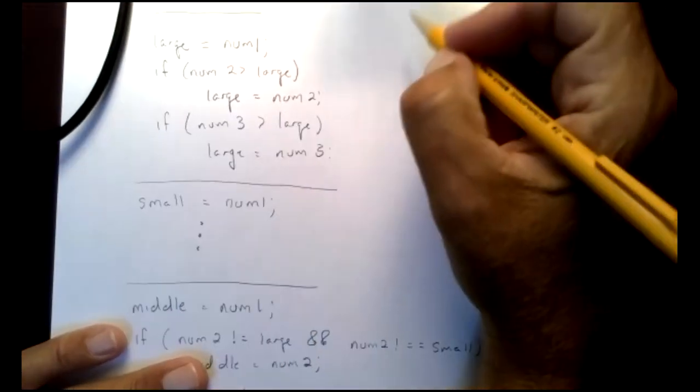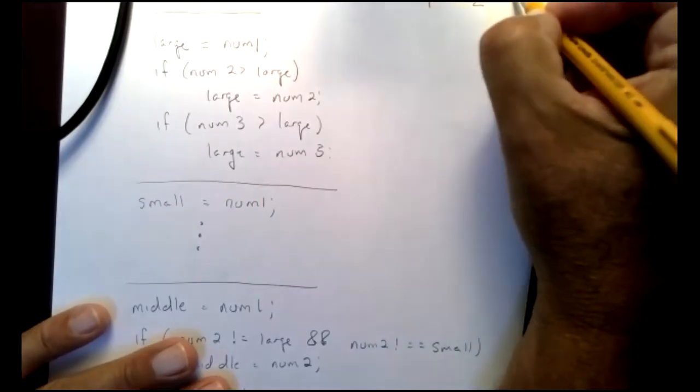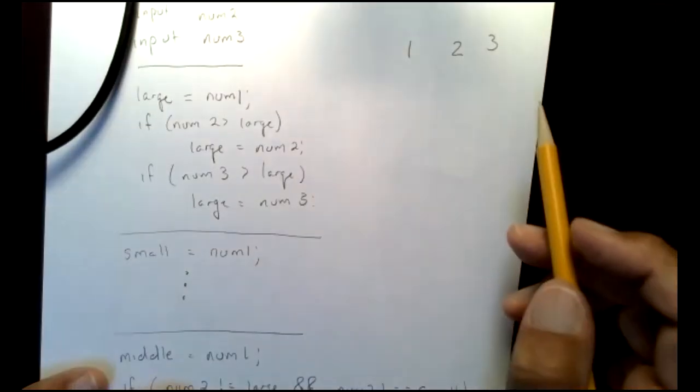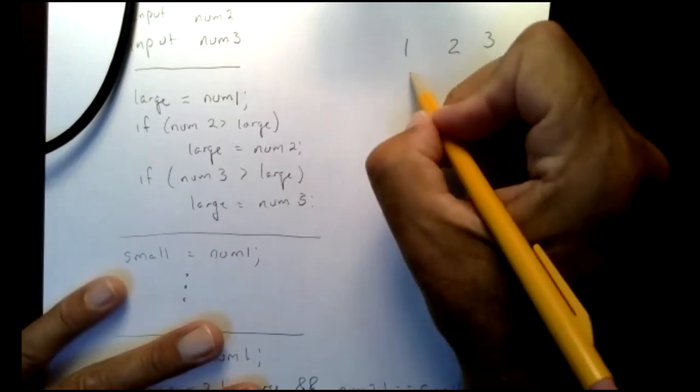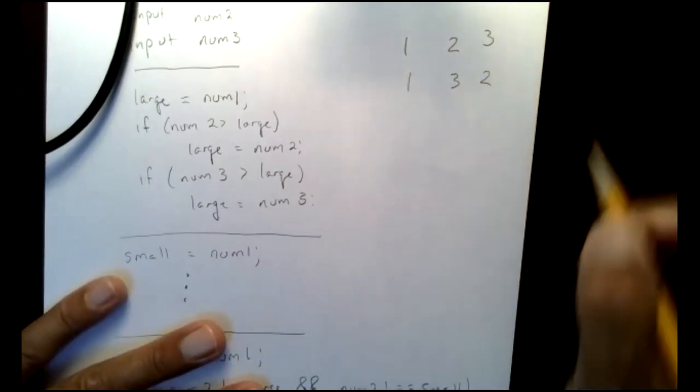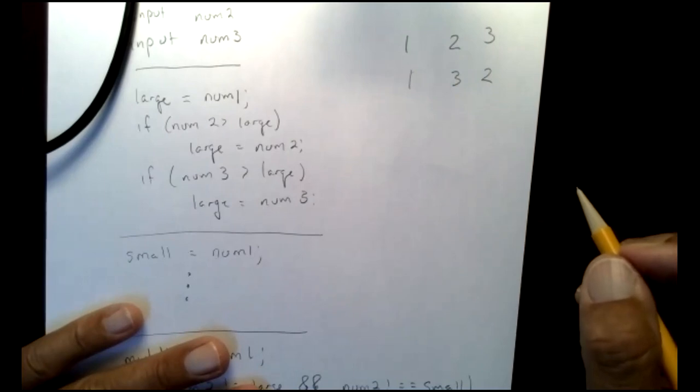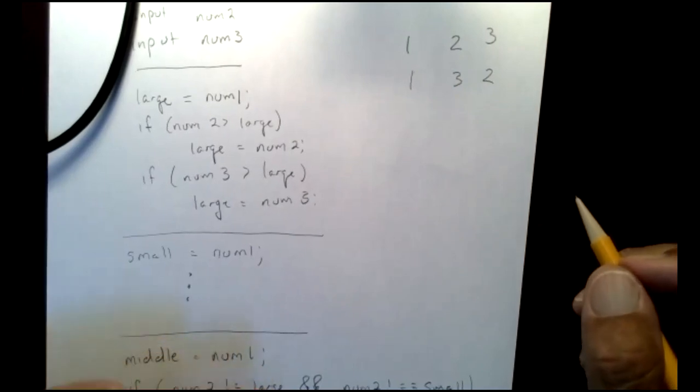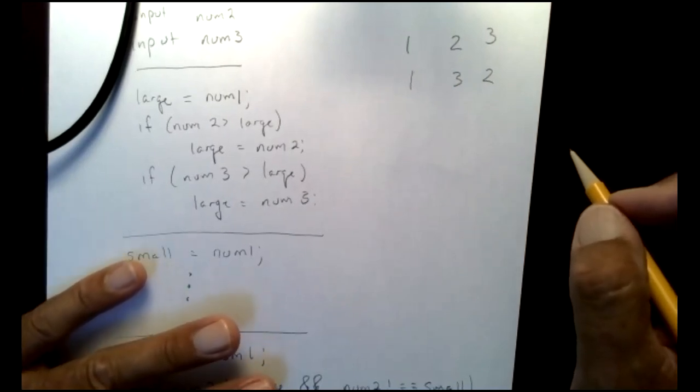Test data. Oh boy. I'd like 1, 2, and 3 for num1, num2, and num3. I'd like 1, 3, and 2. Give me some more test data I would run to make sure this is gold. See if you can find a pattern.